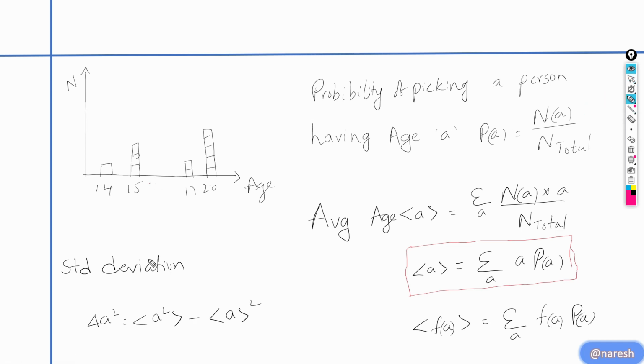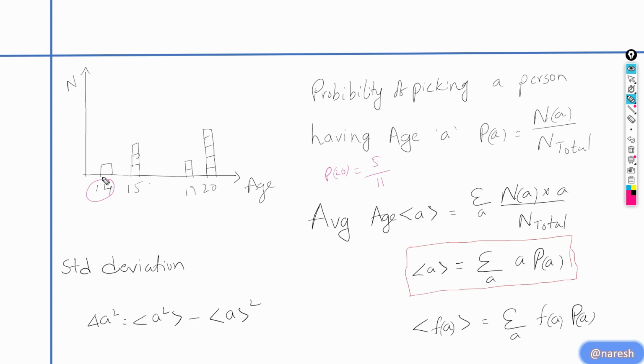Suppose in your class there are a couple of people with different ages, 14, 15, 19, 20, and the x-axis we consider as the ages and the y-axis as the number of people with that age. If you pick a person randomly, what's the probability of getting a person with age 20? For that we just need the number of people with that age, here 5, and the total number of persons in the entire class, 11: 1, 5, 2, 3. I have 11 people with different ages.